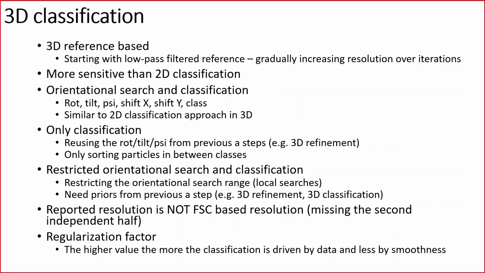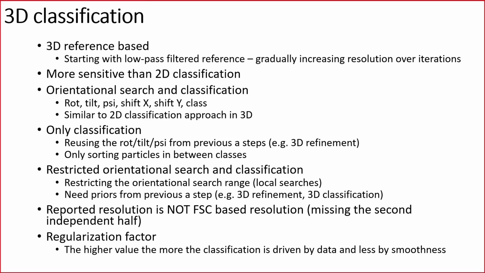Now, as I told, I swapped the 3D classification and 3D refinement. 3D classification is, again, reference-based, as the 3D refinement was. We are, again, starting with a very low-pass filtered reference. We can do 3D classification before or after refinement. It depends on our data set, and sometimes one or sometimes the other works better. I will explain why we can sometimes do it after the refinement.